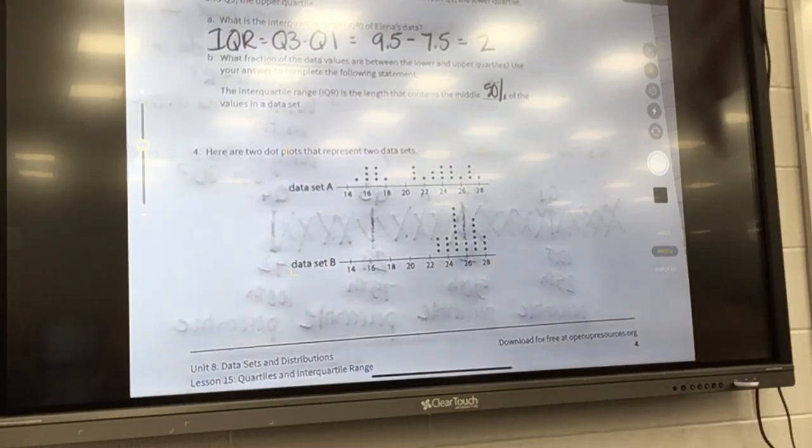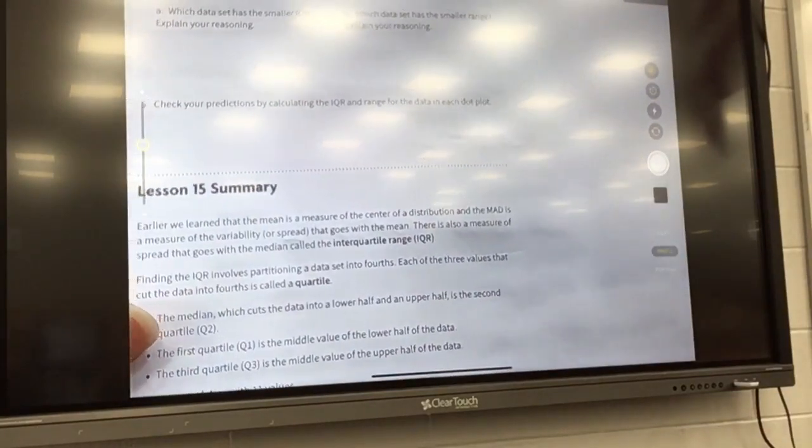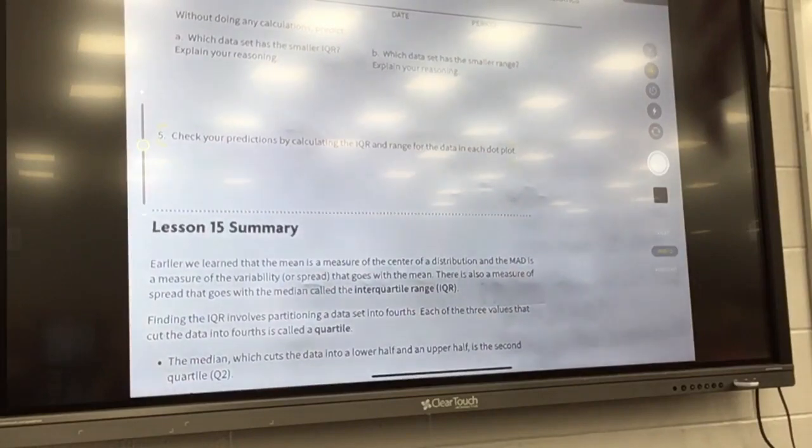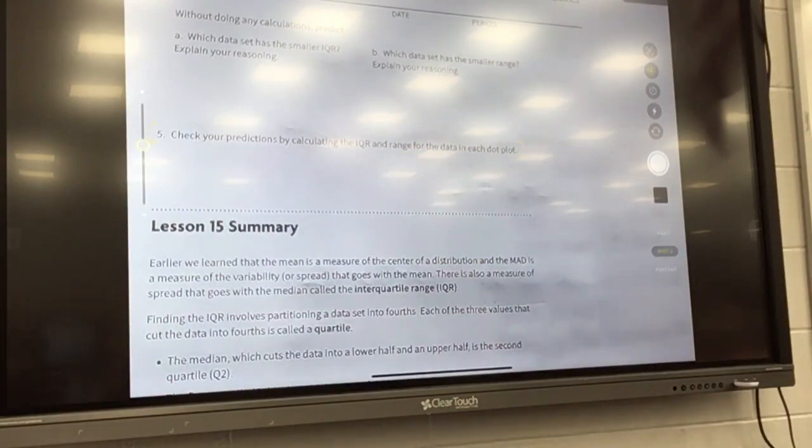All right, so it says here are two dot plots that represent two data sets. So again, we're looking at data set A, data set B. Questions? Just looking at it. All right, flip your paper over. It says, without doing any calculations, predict which data set has the smaller IQR and explain the reasoning.